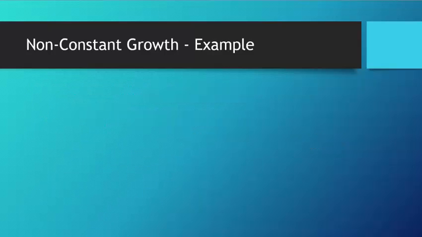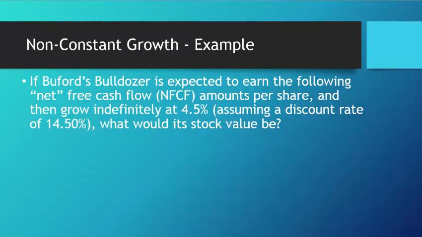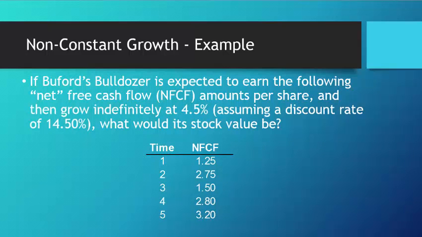You'll have to bear with me because this is a made-up stupid example, not a field trip example, okay? If Buford's Bulldozer is expected to earn the following net free cash flow amounts per share, and then grow indefinitely at 4.5%, assuming a discount rate of 14.5%, what would its stock value be? And there are the net free cash flows per share.